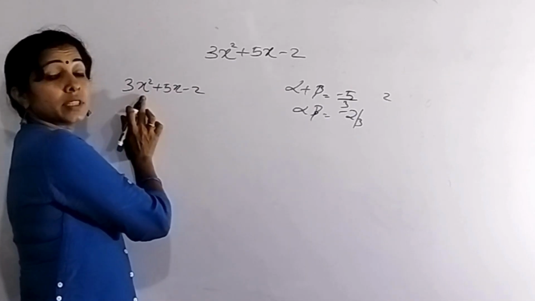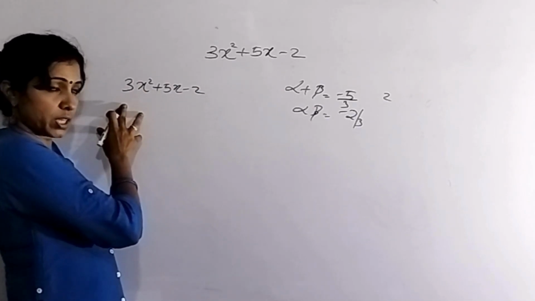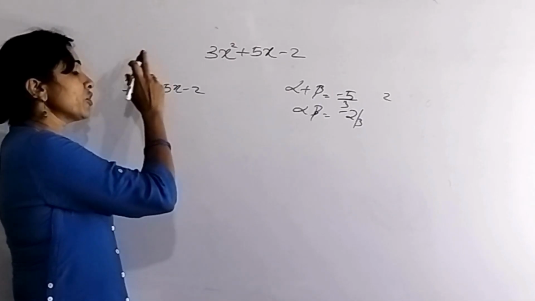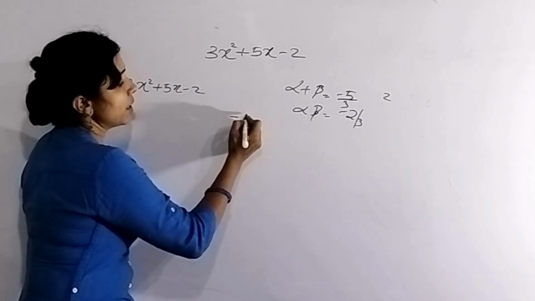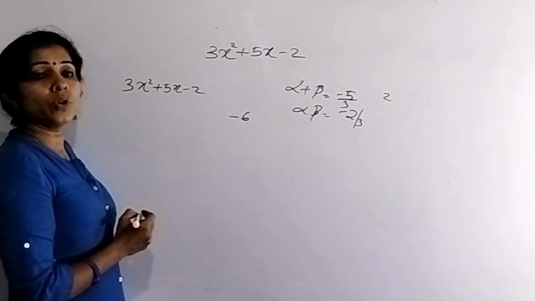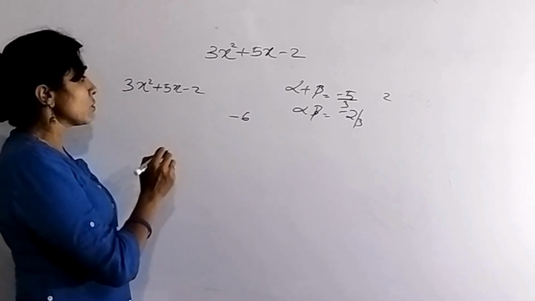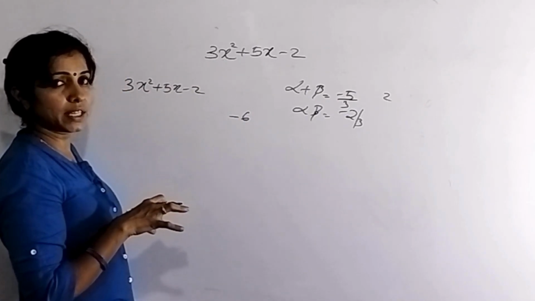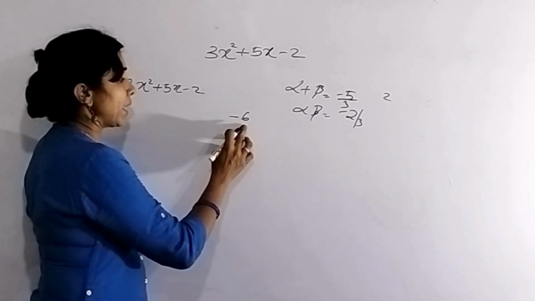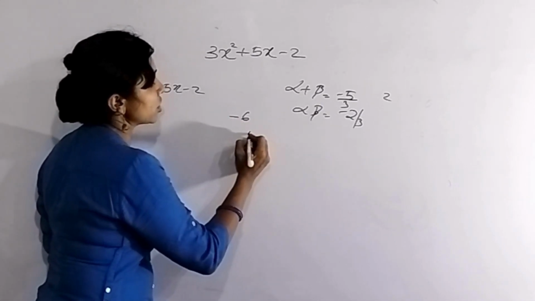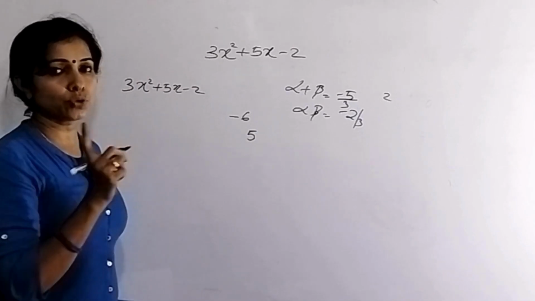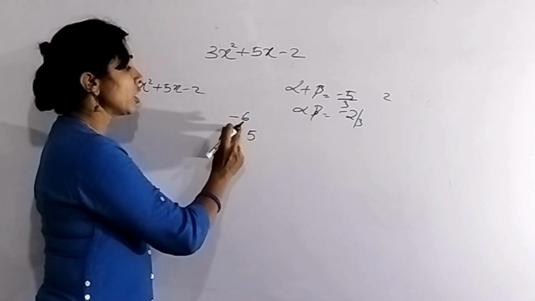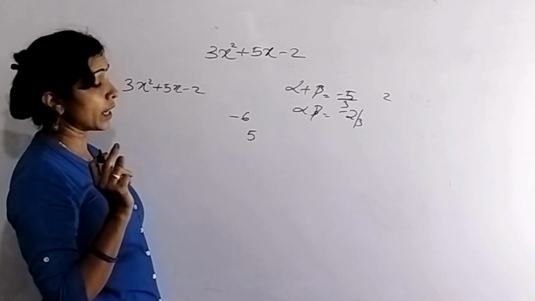Because if x square has a coefficient, then we have to multiply this coefficient with the constant c. That means minus 6 here. So when my zeros are multiplied, I have to get minus 6. Which are the two numbers? When we multiply, I have to get minus 6, and by adding, I have to get 5.